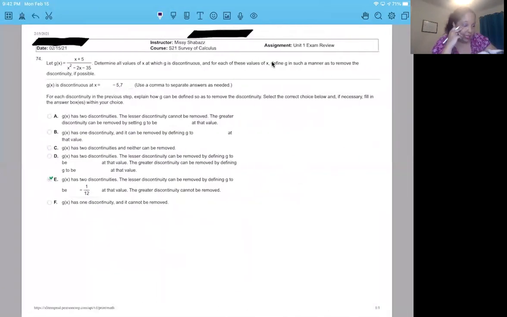All right, next question is number 74. Let g of x equal x plus 5 over x squared minus 2x minus 35. Determine all the values for which x is discontinuous, and for each of these values of x, define g in some manner as to remove discontinuities. Okay, so first of all, what I'm going to do is factor.